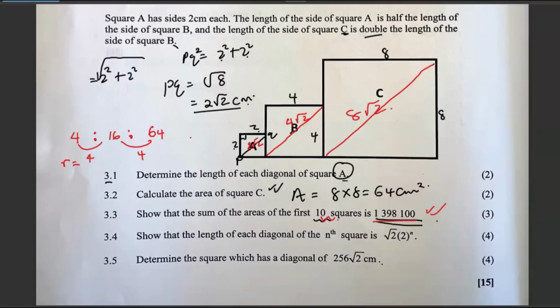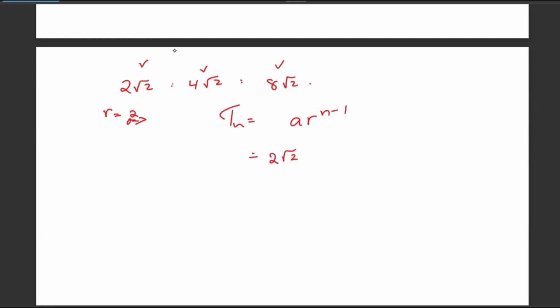I'll put it aside and say the first one was 2 root 2. Then we have 4 root 2, and then we have 8 root 2. This is T1, T2, T3. What's the common ratio? The common ratio is just 2. They want the general term. This is a geometric sequence, so it's a times r to the exponent of n minus 1. So our a is 2 square root of 2. We are multiplying it by r, which is 2 to the exponent of n minus 1.